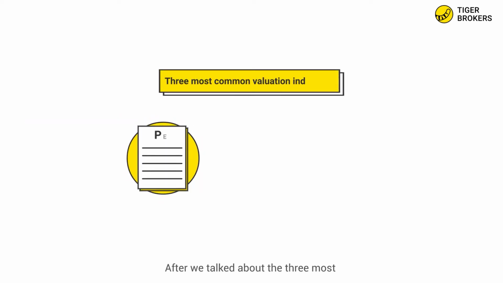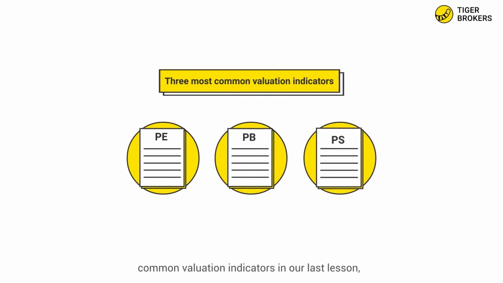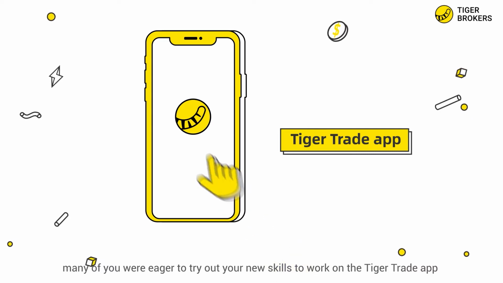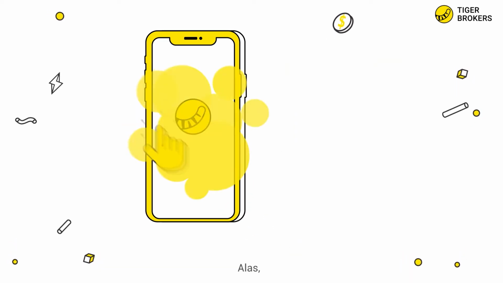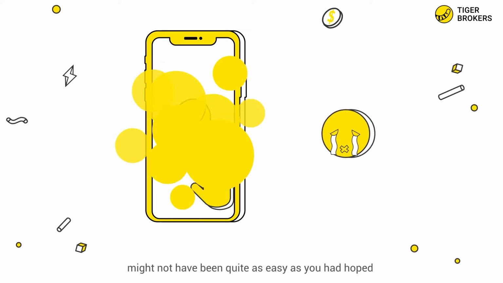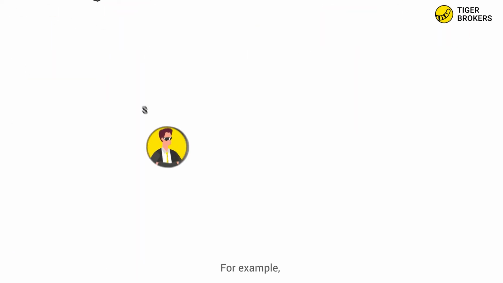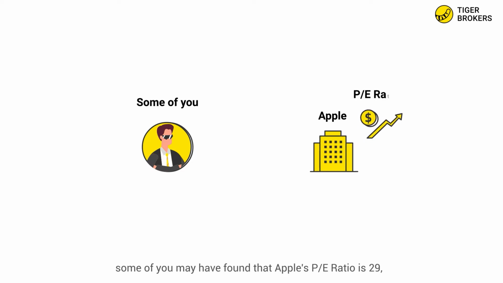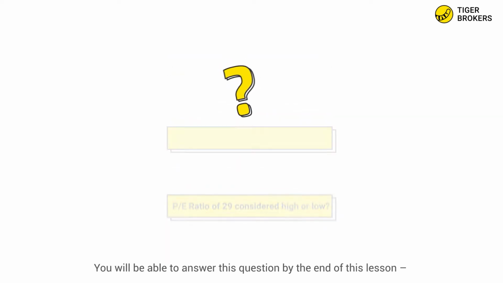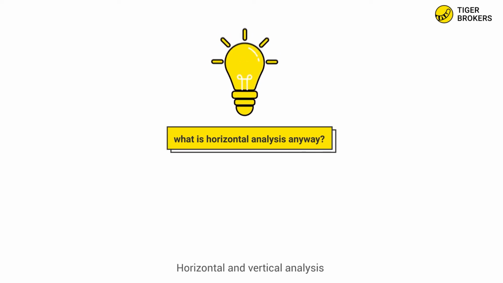After we talked about the 3 most common valuation indicators in our last lesson, many of you were eager to try out your new skills to work on the Tiger Trade app. Alas, putting these indicators in practice might not have been quite as easy as you had hoped. For example, some of you may have found that Apple's PE ratio is 29. But is a PE ratio of 29 considered high or low? You will be able to answer this question by the end of this lesson: horizontal and vertical analysis.